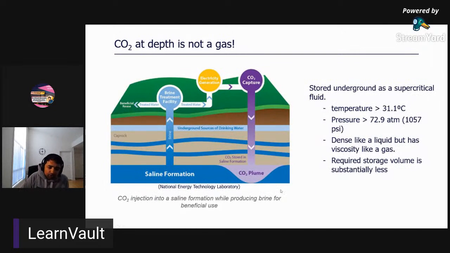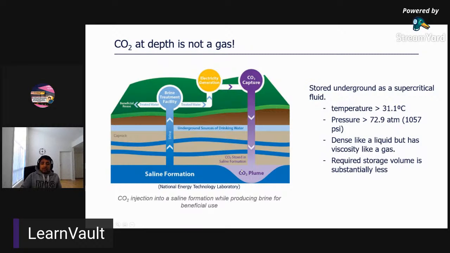Now let's look at CO2 injection into saline formations. In the figure that you see here, on the left-hand side, the saline water, that is the brine water, is being produced to the surface, where it can be treated and used for beneficial purposes, such as electricity generation, irrigation, and other things. Also, electricity in India and many other developing countries is mainly generated using coal, which emits a lot of CO2. That CO2 can be captured and injected into the saline formations. From the diagram, you can see that when CO2 is injected, it forms a CO2 plume. I'll come back to what exactly that CO2 plume is and why that happens.